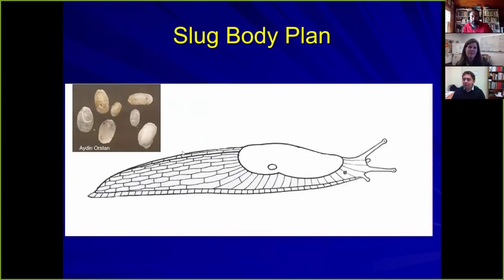This is what a slug shell typically looks like. You can see it looks like a very small oyster shell or a very small mussel shell. And it's always located in this saddle-shaped structure at the front end of the slug, which we call the mantle. The mantle also has another very important feature. It's called a breathing pore, sometimes called a pneumostome.